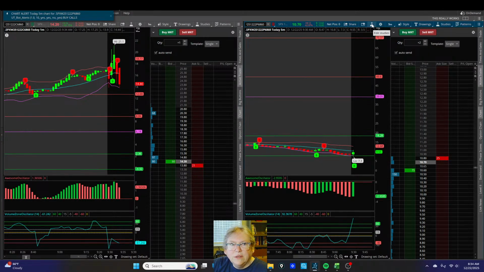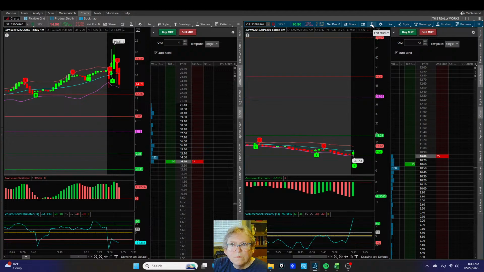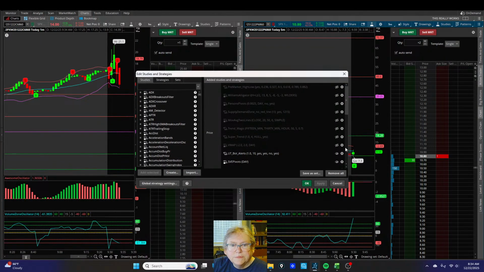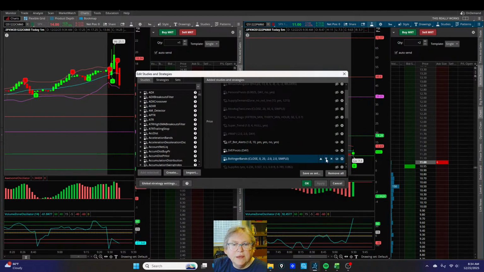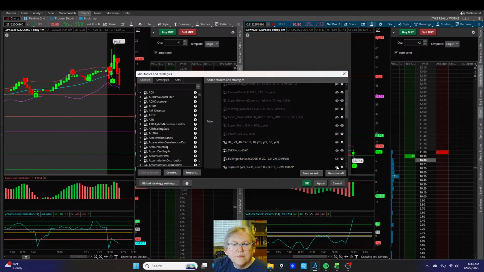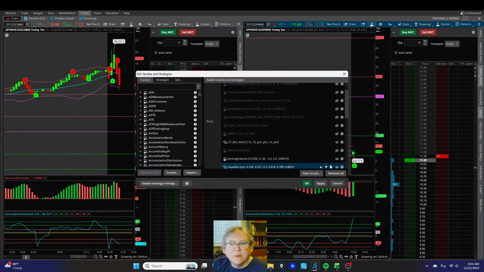These are a little bit different. I've been looking at the support and resistance. Sometimes the SVE pivots are good, but support resistance lately has been good. I'm going to take Bollinger Bands off.